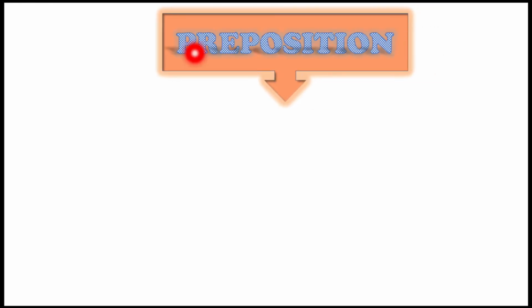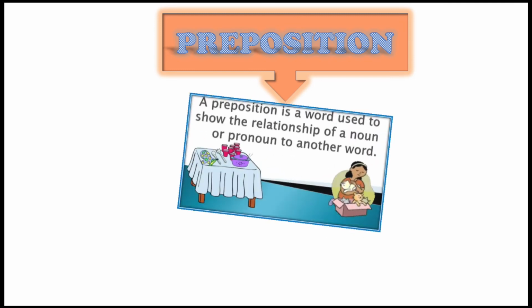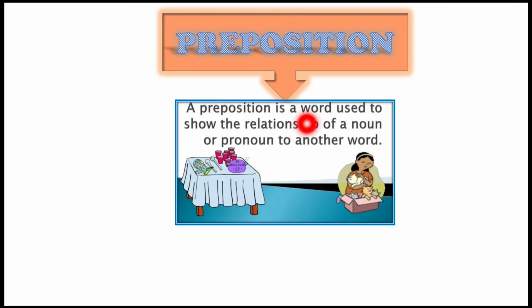Now we'll move to the next part of speech. Preposition. This is the preposition. As we can split this, pre and position means जो आपको verb की या कोई भी चीज़ की position बताता है उसे हम लोग preposition बोलेंगे. We'll see this. A preposition is a word used to show the relationship of a noun or pronoun to another word.